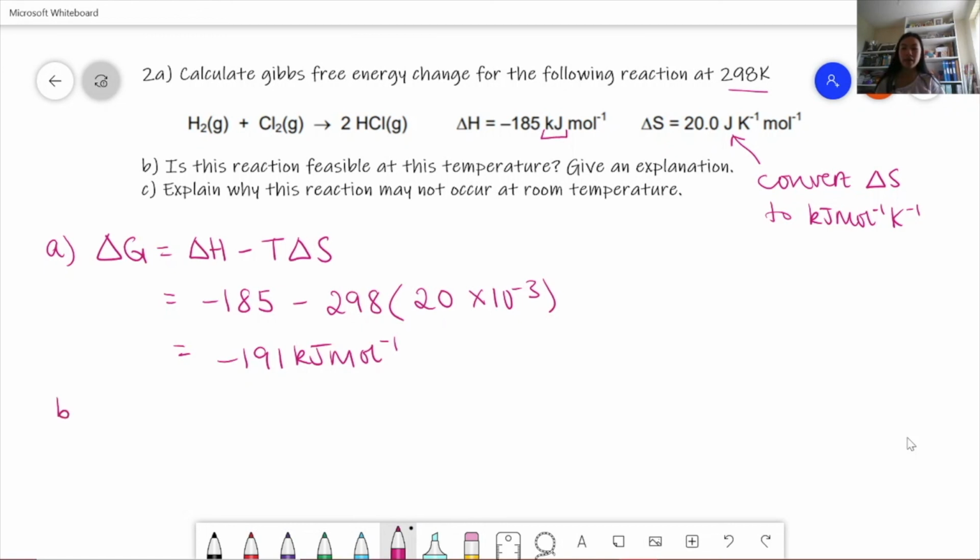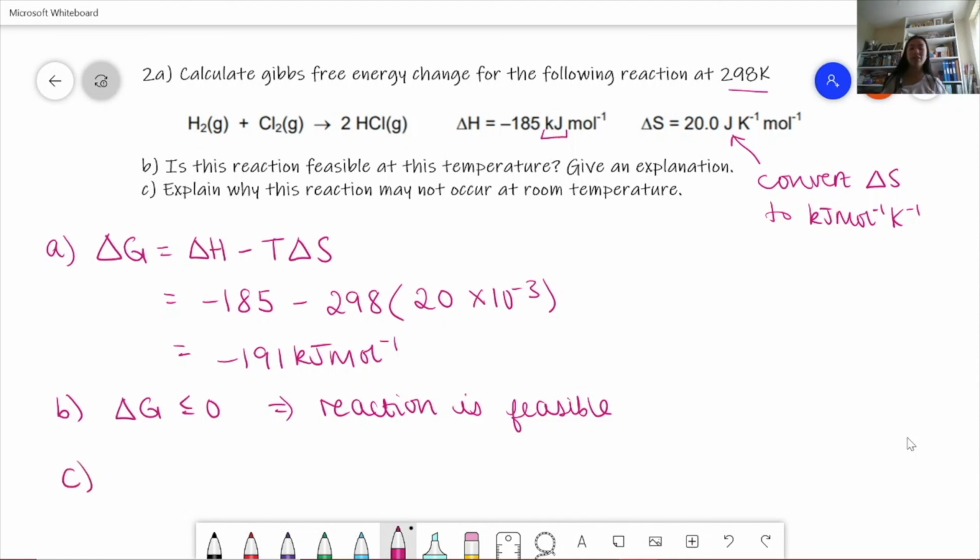Then for B, is this reaction feasible at this temperature? We know that when delta G is smaller than or equal to 0, that means the reaction is feasible. So this reaction is feasible at room temperature. Room temperature is 298 Kelvin, and we've worked out the delta G for this temperature, and it's minus 191, which is smaller than or equal to 0. So the reaction is feasible.